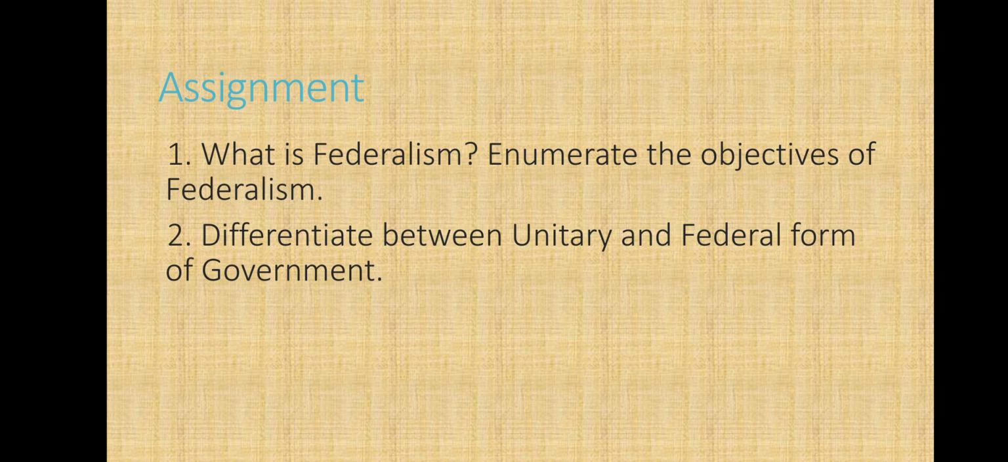Now we have the assignment questions, very clear. What is federalism? You got the question there, you got the answers here. Enumerate the objectives of federalism. You need to enumerate the dual objectives of federalism. And the second question is, differentiate between unitary and federal form of government.